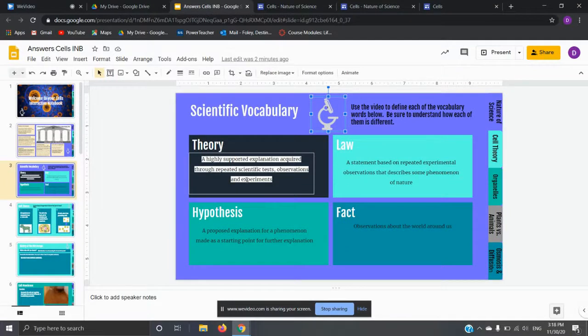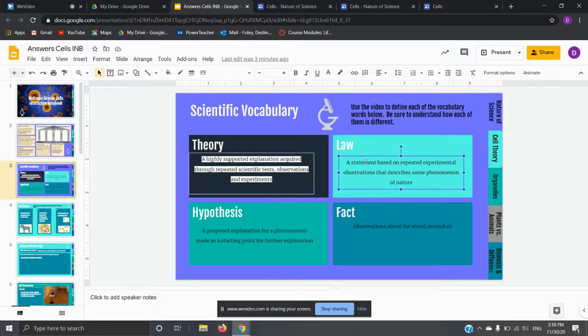So a theory is a highly supported explanation acquired through repeated scientific tests, observations, and experiments. So in a minute, we're going to be learning about the cell theory. The cell theory, even though it's a theory, is still shown through science and observations and experiments that it is valid. So a theory does not mean that it's just something that someone thought of. It is backed up by science.